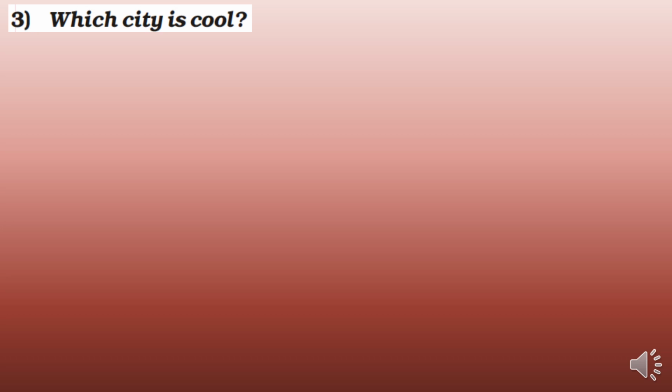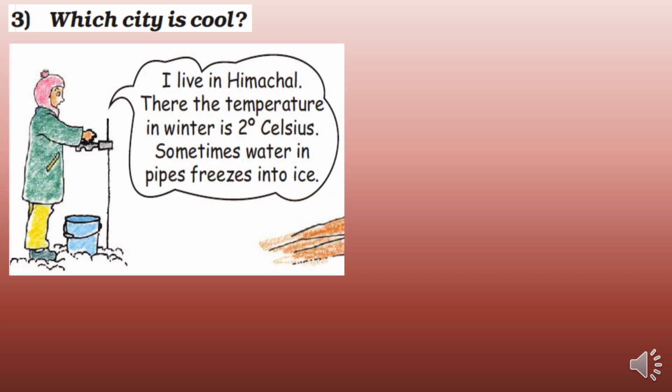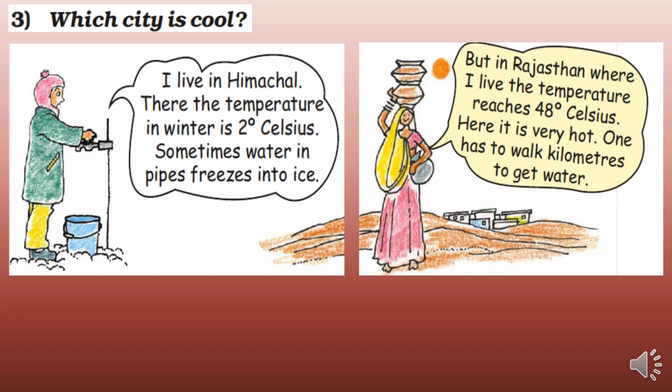So which city is cool? Say this: I live in Himachal. There the temperature in winter is 2 degrees Celsius. Sometimes water in pipes freezes into ice. Now see this picture. But in Rajasthan, where I live, the temperature reaches 48 degrees Celsius. Here it is very hot. One has to walk kilometers to get water.